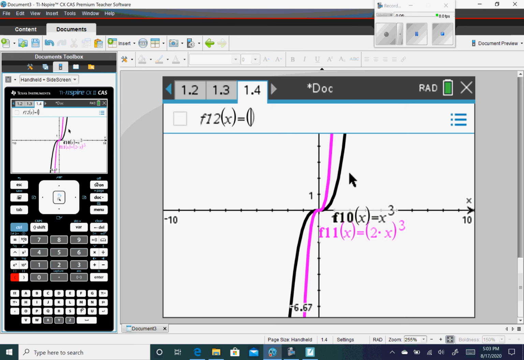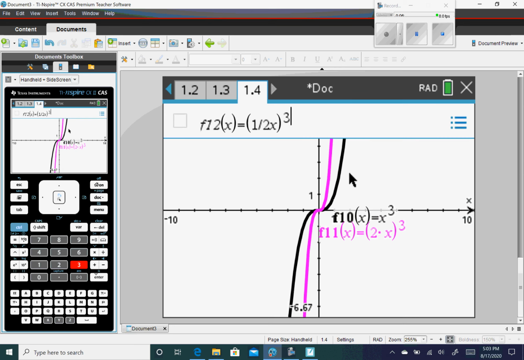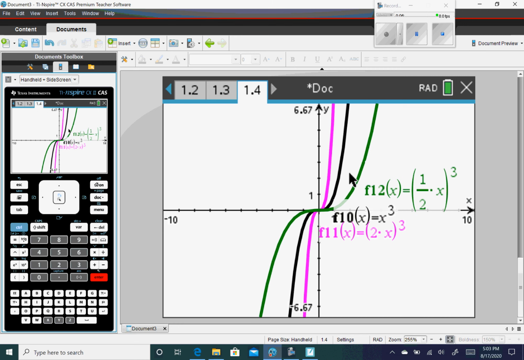And then if we looked at 1/2 and then x and then we cube that, it should become wider. We should be stretching it horizontally. So it's definitely wider horizontally.